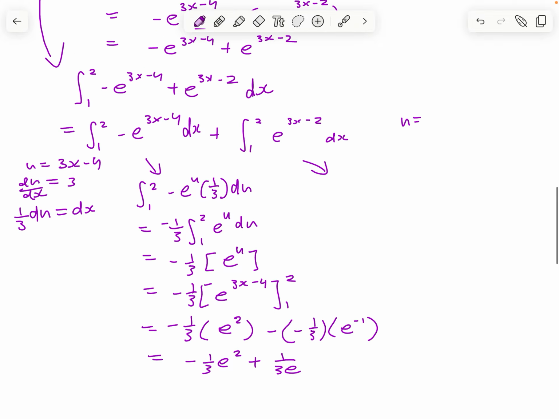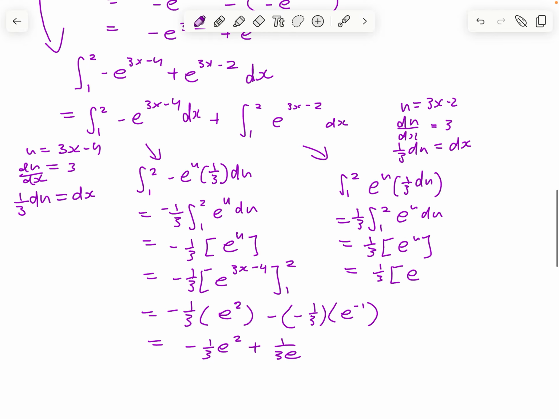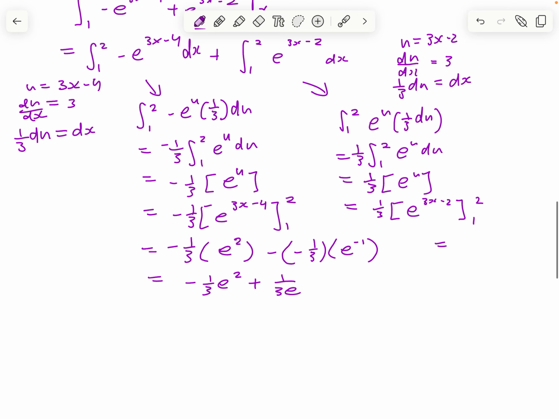The second part, we let u equal 3x minus 2. du by dx would be 3. So dx is 1/3 du. So if we were to do this, we have the integral from 1 to 2 of e to the power of u times 1/3 du. And we put the 1/3 outside to make life easier. And the integral of e^u is just e^u, and plug that back in. So e^(3x-2) from 1 to 2, and we get 1/3 e to the power of 3 times 2 is 6, so it's 4, minus 1/3 e to the power of 3 minus 2, which is just e. So there you have it.